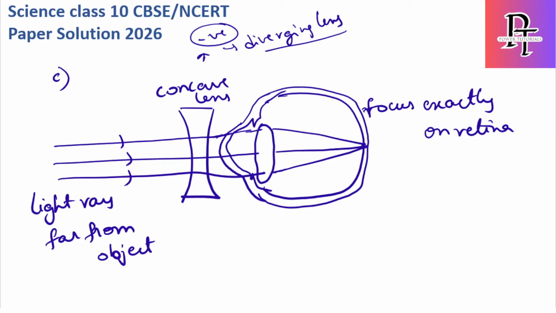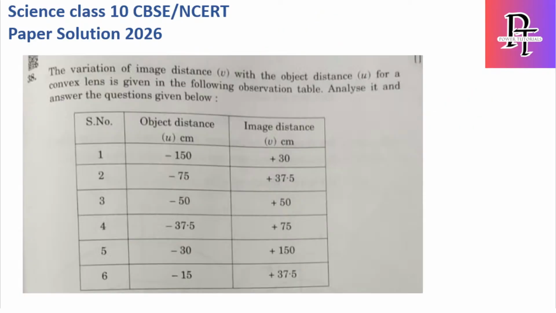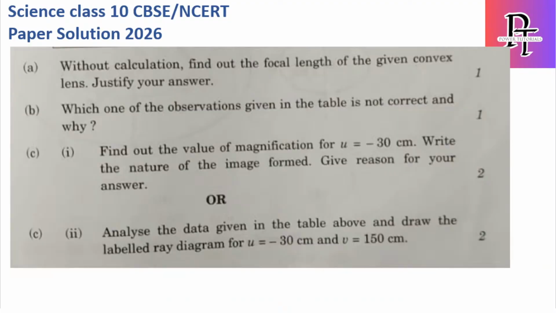Okay, now let's move to the next question. The variation of image distance with the object distance for a convex lens is given in the following observation table, and answer the following questions. So we have a convex lens here, and these are the object distances, and these are the image distances. Okay, first one: without calculation, find out the focal length of the convex lens and justify your answer.